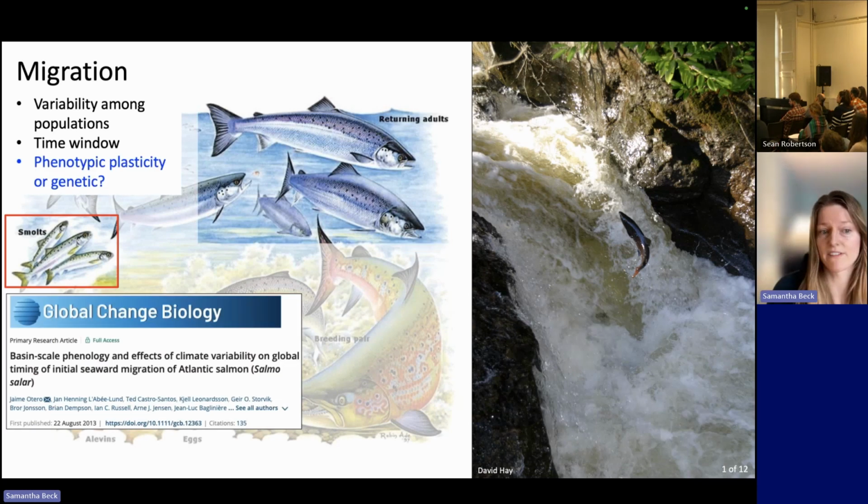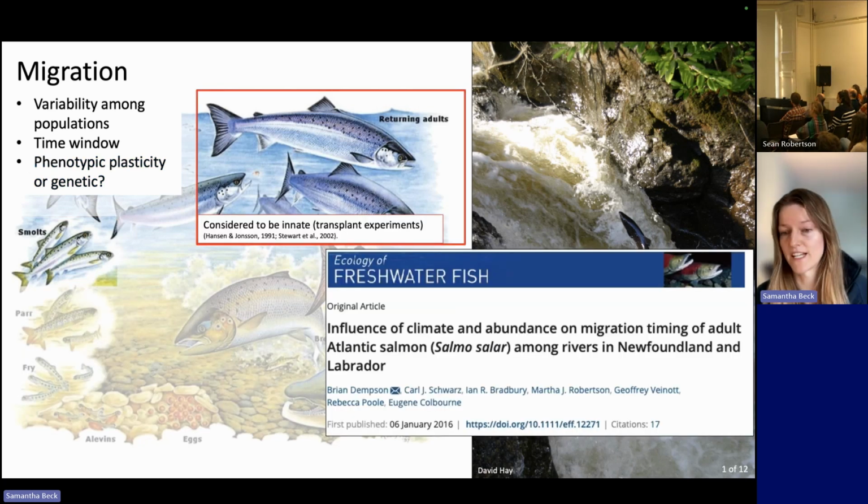So for smolts, they've actually advanced their migration timing with climate change, but we don't yet understand whether this migration is phenotypically plastic, so whether they're able to adjust their phenotype without any changes to the genetic basis, or whether it is genetically based. And the same thing with returning adults as well. So they're also advancing their returning migration timing with climate change.